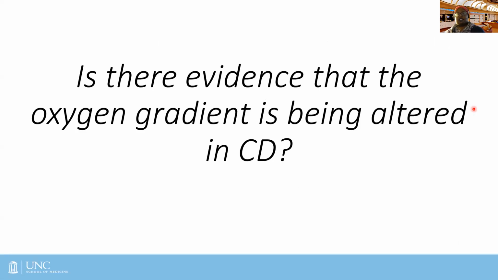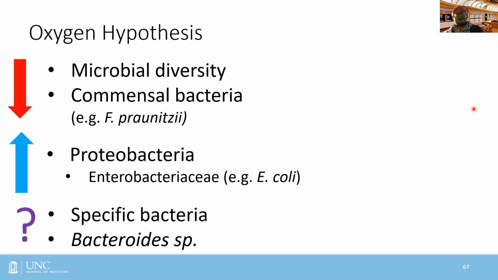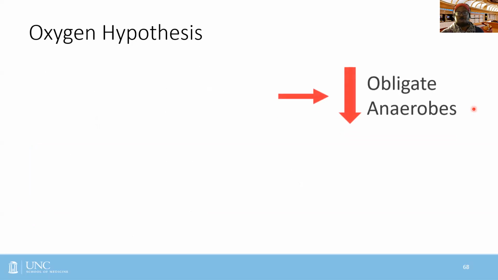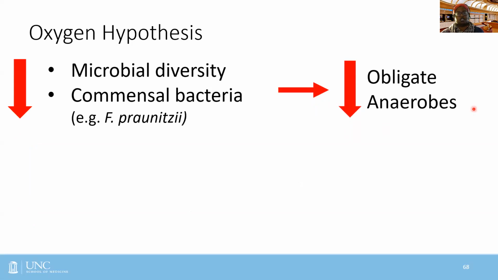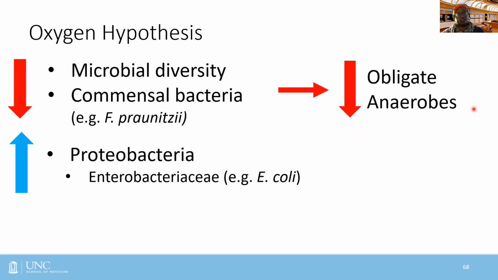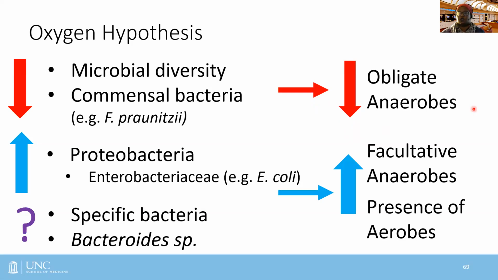The next question we wanted to answer was, is there evidence that the oxygen gradient is being altered in Crohn's disease? So just a reminder of the oxygen hypothesis as proposed by Rigottier-Gois. We see this loss of microbial diversity and loss of commensal bacteria, that's corresponding to a decrease in obligate anaerobic species. We're seeing this increase in proteobacteria and Enterobacteriaceae species, that's usually corresponding to this increased presence of facultative anaerobic species. And the specific bacteria we usually see tend to be aerobic species as well.